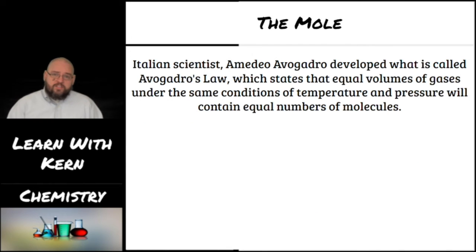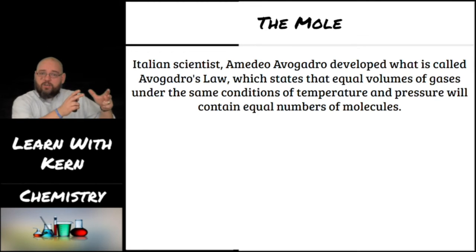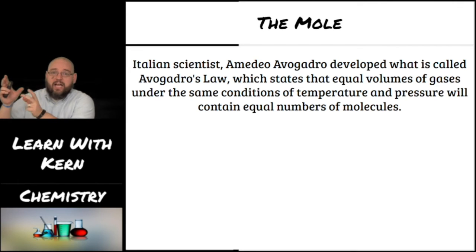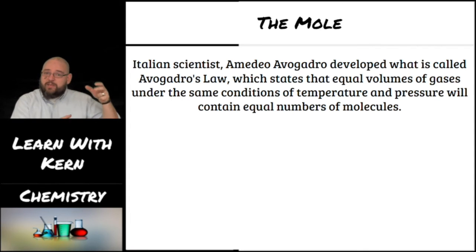Now, a lot of this comes from an Italian scientist, Amedeo Avogadro. He developed what was called Avogadro's Law, which states that equal volumes of gas under the same conditions of temperature and pressure will contain the same number of molecules. So if I have a 1 liter container of oxygen and a 1 liter container of hydrogen, 2 separate containers, and they have the same temperature and the same internal pressure, then they will have the same number of molecules of oxygen and hydrogen, respectively. That is what Avogadro said.